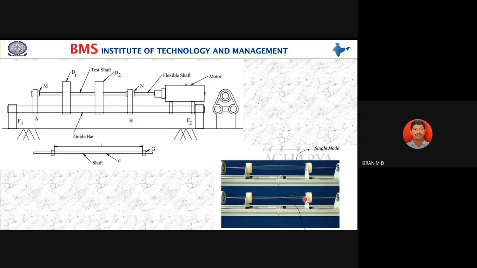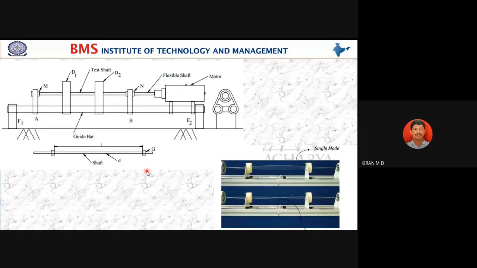The experiment is very simple. We are going to switch on the motor and increase the speed using the dimmer starter. When it reaches a particular speed, the shaft will take this shape. You measure the speed; that is the critical speed for mode 1. At the same time, you increase the speed again, and it will create mode 2. You can see it in the figure.